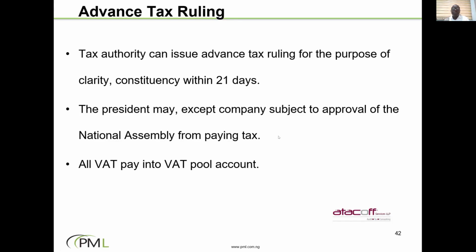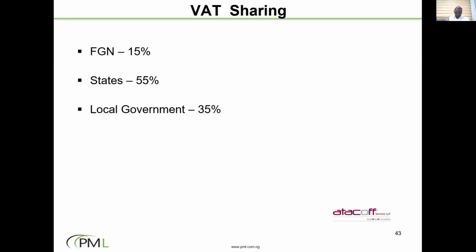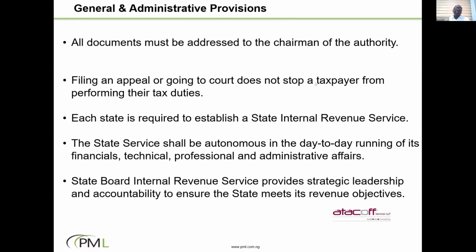The last point, all VAT is paid into the VAT pool. I know that this one doesn't really concern most of us. And this is how the VAT will be shared with the government. Now, federal government takes 50%, state takes 55%, local government takes 33%. That means 35%. And you know, this was one of the biggest controversies around this new law. And sometimes you wonder, all the people making noise about it, are they really politicians? Who does it really benefit? But that's the final agreement.